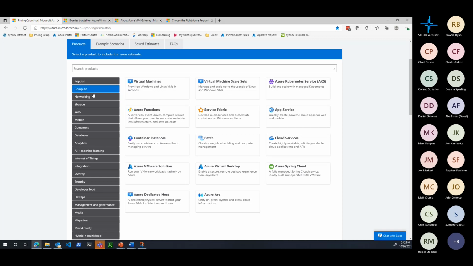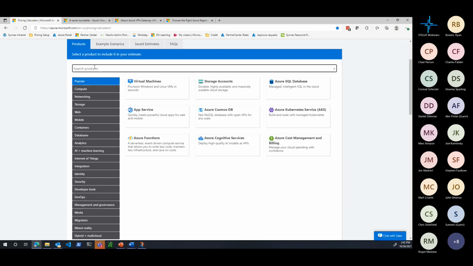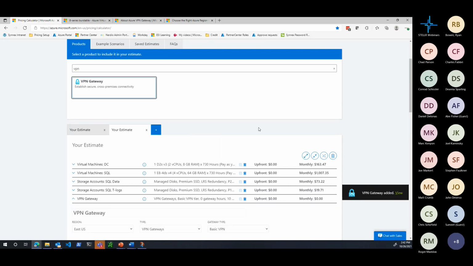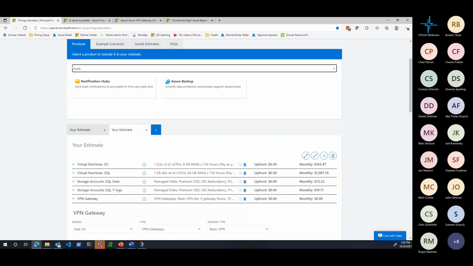Well, maybe it's just not worth my time and effort. So we can just type VPN, and it will search as we start typing, and we can add that VPN. I'll show this with backup too: I can just type back, and we can see that it's not just searching the title of each card, it's also searching within the description. Notification Hubs has back in part of its description, so it's searching for that as well. So if you know a few keywords from the description, you can look through that way as well.